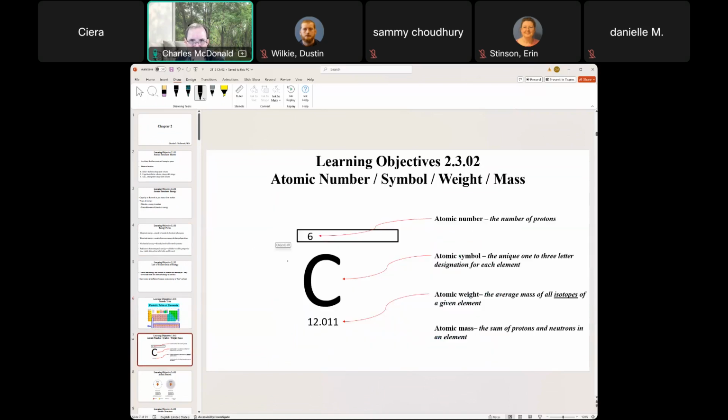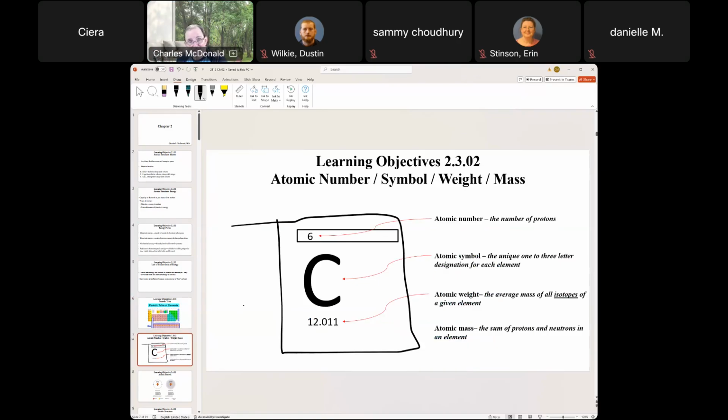Okay, on the table, they're set up with these little squares. Up there, they're going to have the atomic number. The atomic number is the number of protons that are inside the nucleus. That's what makes something aluminum or carbon or gold or chlorine, is the number of protons.